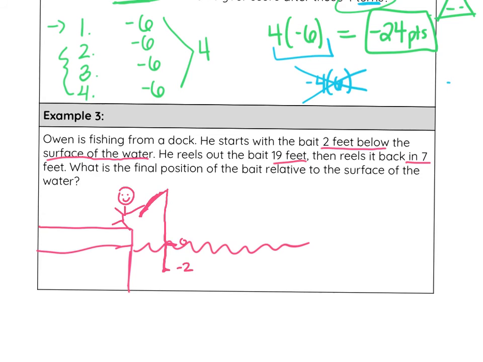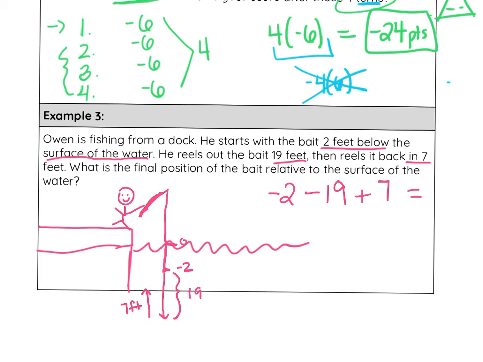Reeling out the bait, you have to think that's going out farther. So this is going even more. From here to here is 19 feet more, and then he reels it back in 7 feet. So either my picture is very confusing or it's helping you. So 2 feet below the surface of the water would be -2. Reeling out the bait is going in a continuous negative direction, 19 feet, and then reeling it back in would go in the opposite direction of +7.